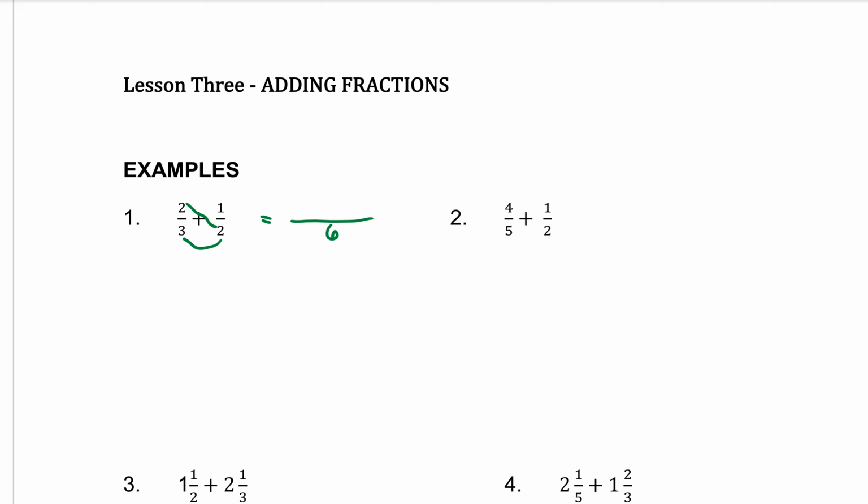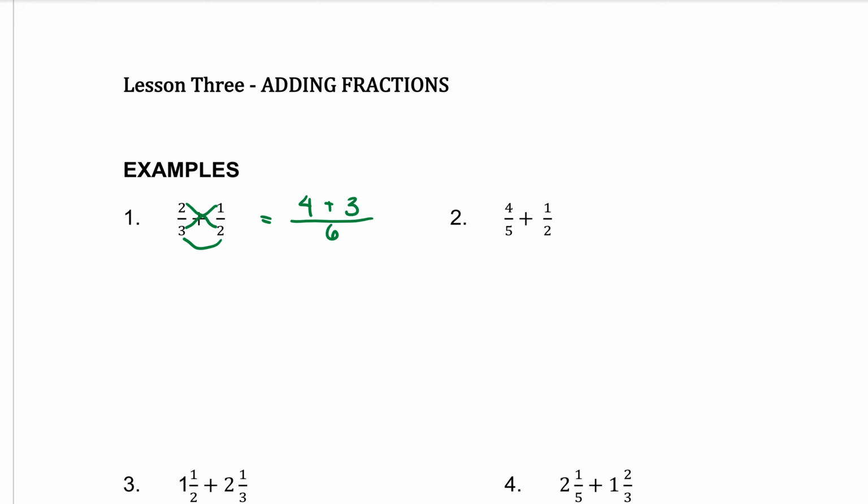2 times 2 is 4. This is an addition question, so it's a plus sign. And then I multiply diagonally the other way. 1 times 3 is 3. You don't have to draw all those lines, but that's just what you're visually doing. You do need to show me that fraction, 4 plus 3 over 6.